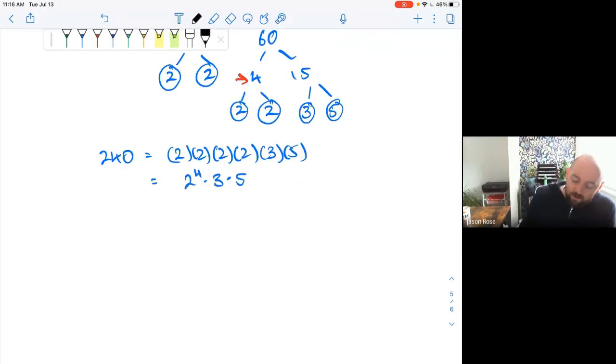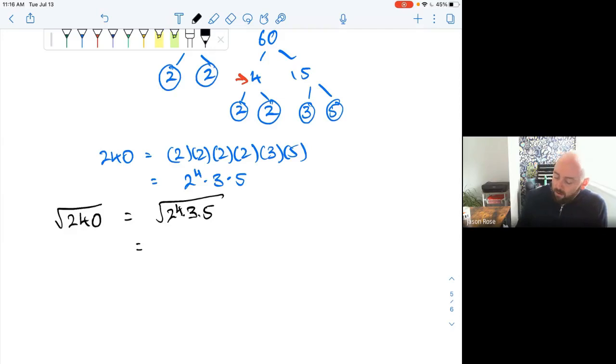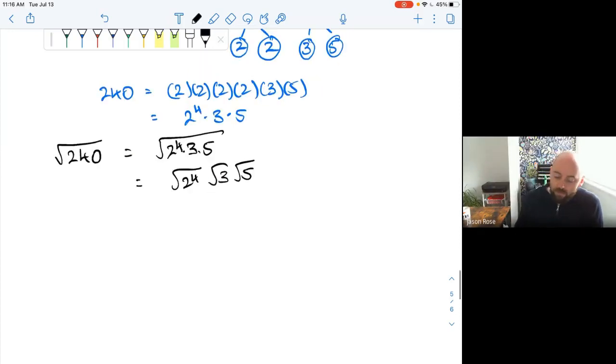But how this factor tree works is if we have 240, we just figured out that 240 is 2 to the 4 times 3 times 5, which is the square root of 2 to the 4 times the square root of 3 times the square root of 5. Okay, 2 to the power of 4 is 16.